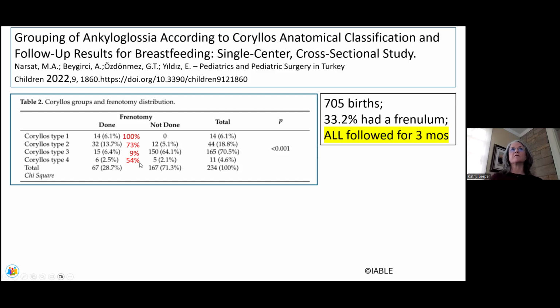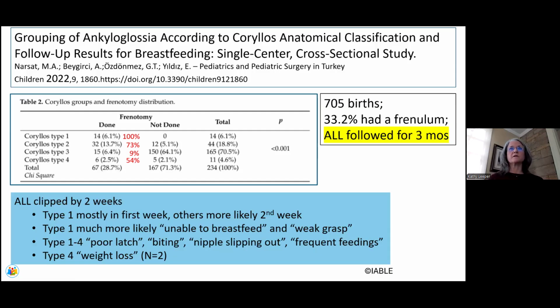And they followed everybody for 3 months and watched how many of them ended up getting clipped based on presumed need for it. But I will point out that culture, that looks like they're used to clipping them much sooner. The type ones were mostly clipped in the first week. Twos, threes, and fours were more likely in the second week. I would say here in the United States, we often are waiting longer than that.